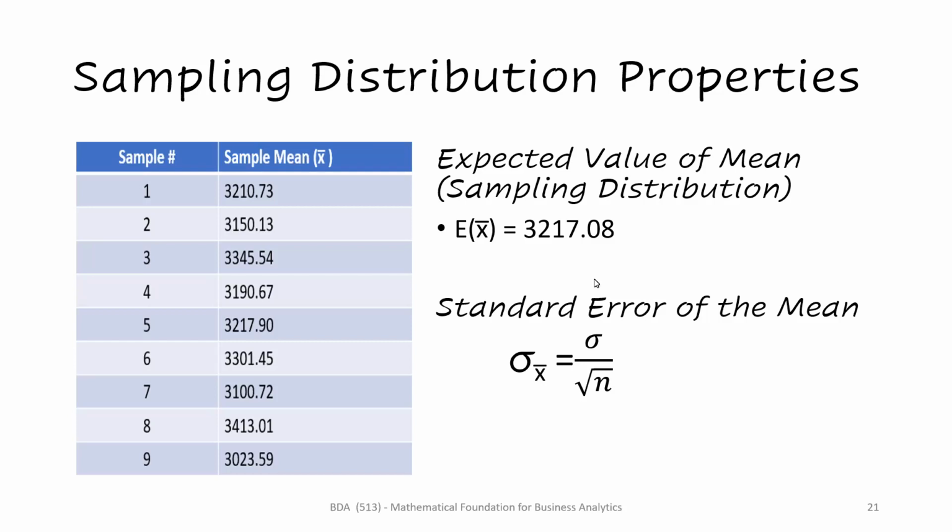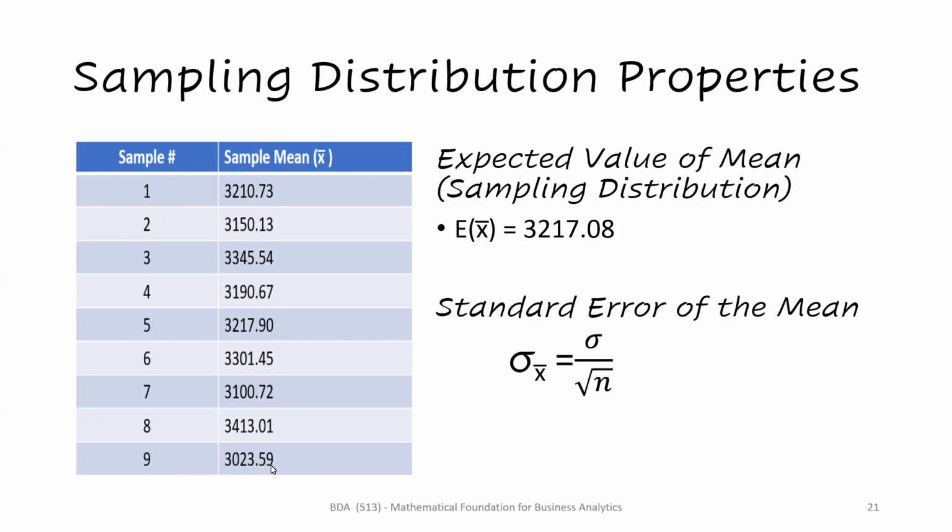Okay, so the last order we are doing is that we want to calculate the expected value of the mean of the 9 samples we've taken. Do you follow that? Yes, please. Okay, so for sample 1, the sample mean was 3,210.73. For sample 2, it's 3,150.13. So we've done that for the 9 samples.